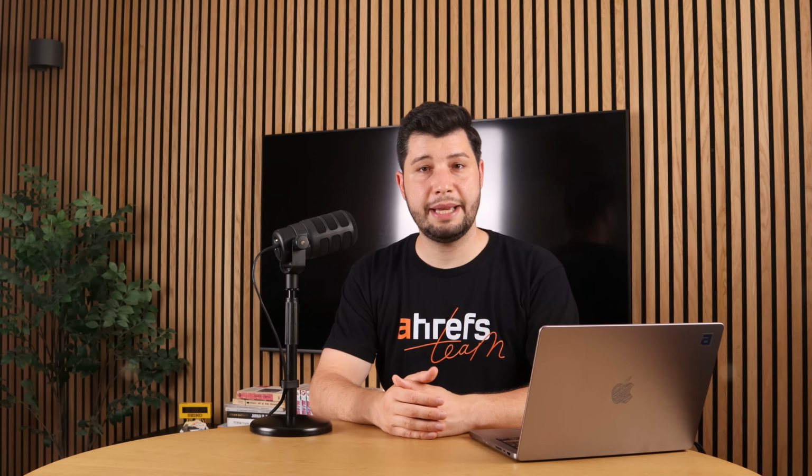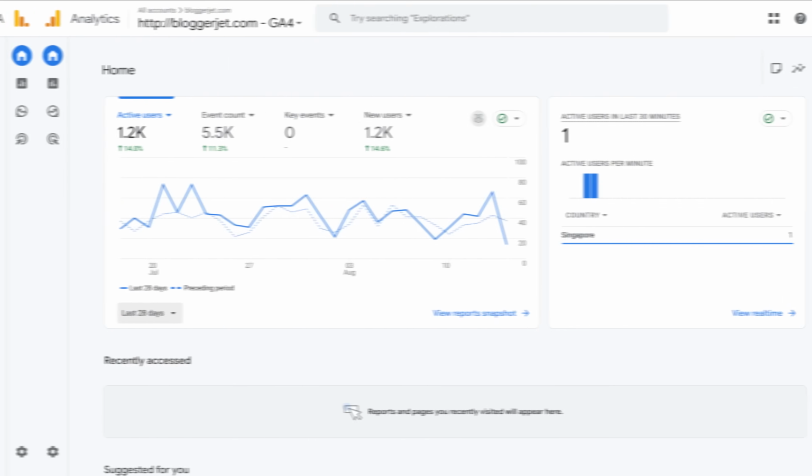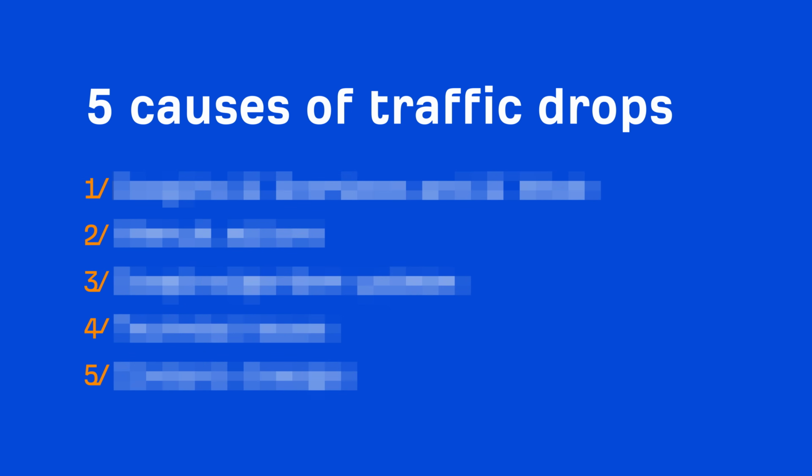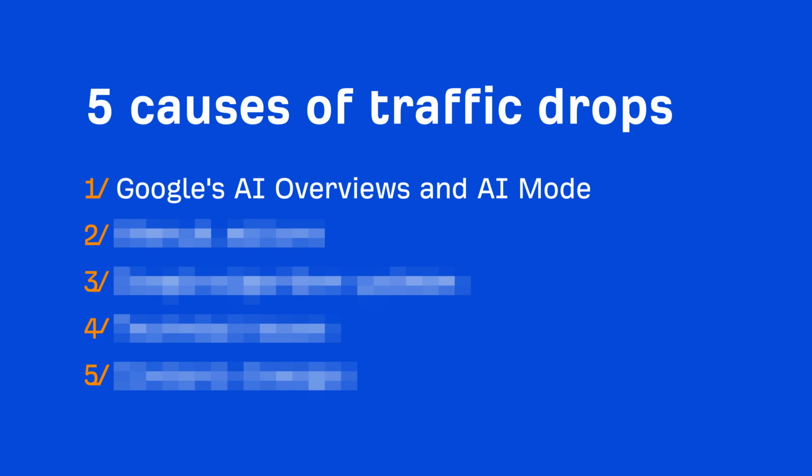Before we dive in, make sure you have an analytics tool installed like Google Search Console, Google Analytics, or hey, even Ahrefs Web Analytics to confirm your traffic drop is real and consistent across multiple data sources. Now, there's 5 main causes that can potentially tank your rankings, and we're gonna start with the most pressing one: Google's AI overviews and AI mode.